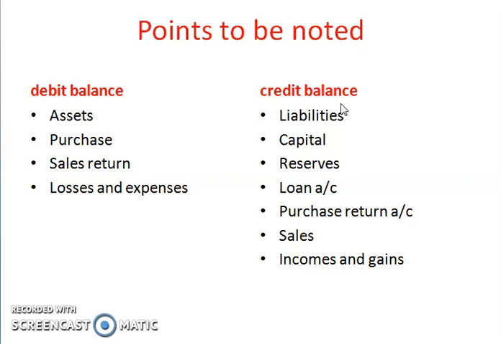Then the next point to be noted while preparing trial balance is that capital account shows a credit balance and a drawings account shows a debit balance. Then all reserves show a credit balance and a loan account shows a credit balance. Next point is that purchase account shows a debit balance and purchase return account shows a credit balance. Sales account shows a credit balance and sales return shows a debit balance. Then losses and expenses are debit balances, whereas incomes and gains are credit balances.